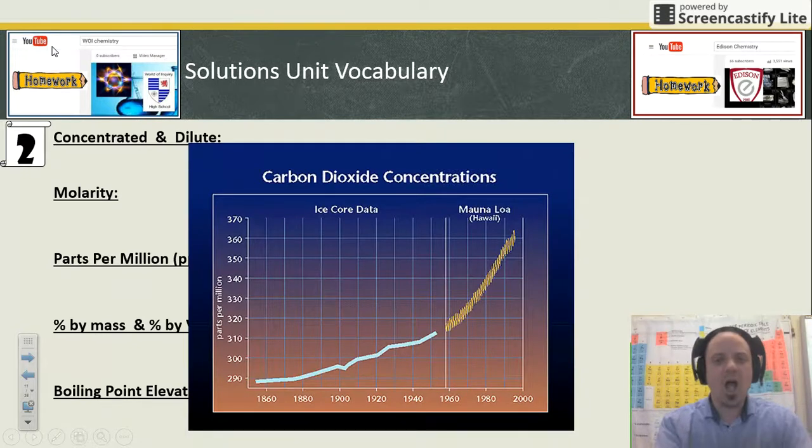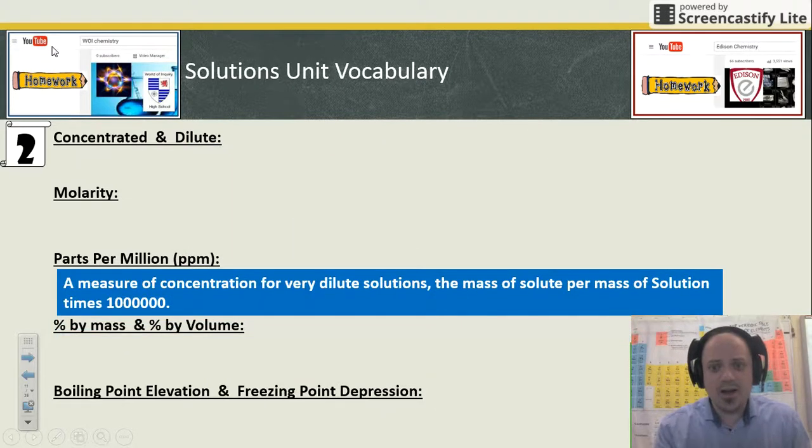Parts per million, another measurement of concentration for very dilute solutions. This is used by dividing your mass of solute by your mass of solution and multiplying by 1,000,000. So this is very useful for very diluted solutions, not concentrated, but diluted solutions.